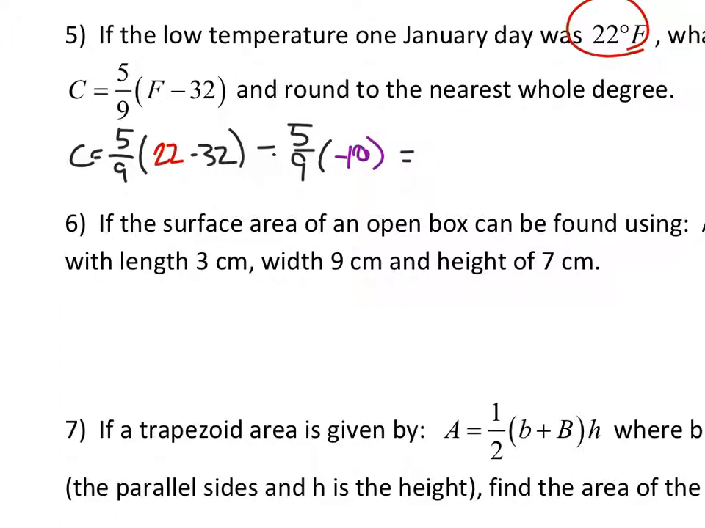And this ends up being negative 50/9, which comes out to negative, let's see, negative 5.5 repeating, I think. So 22 degrees Fahrenheit is the same as negative 5.5. Well, I guess we could round it. Yeah, we could round that. Oh yeah, it says to round to the nearest whole degree. So we would have to round this to negative 6 degrees, and that's in Celsius. There it is.